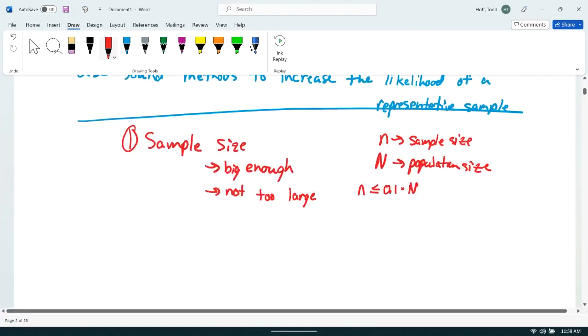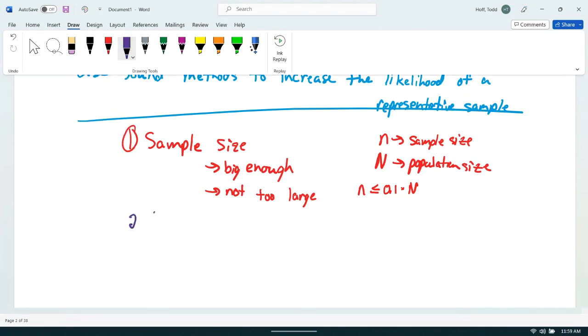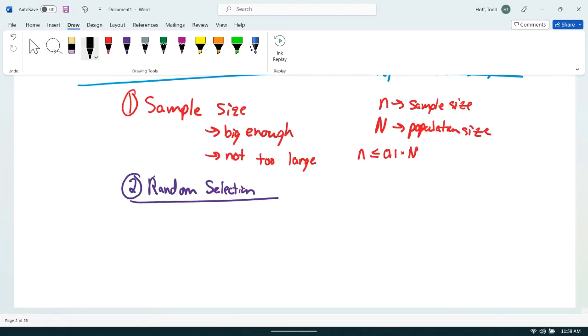And then the second major factor that needs to be considered is random selection. And this is actually more complicated than you might think. So there's two types of random selection we're going to talk about here. A random sample. In a random sample, every item in the population, or every member of the population, has an equal chance of being in the sample.